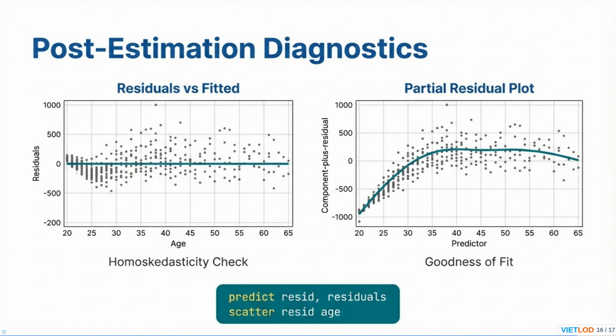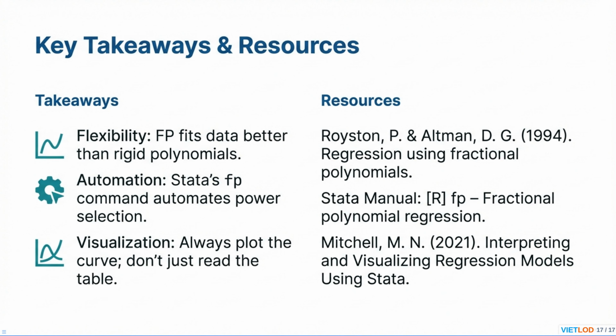After fitting any regression model, including fractional polynomials, it's crucial to perform post-estimation diagnostics to assess its validity. The first plot, residuals versus fitted, is vital for checking the assumption of homoscedasticity. Ideally, we want to see the residuals randomly scattered around 0, indicating constant variance. In our example, we observe the variance might slightly increase with age, suggesting potential heteroscedasticity, which might warrant using robust standard errors.